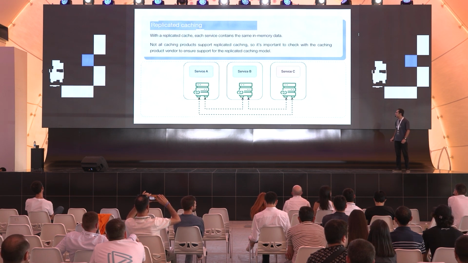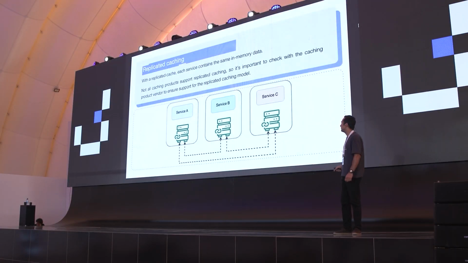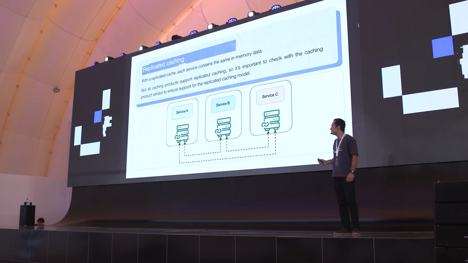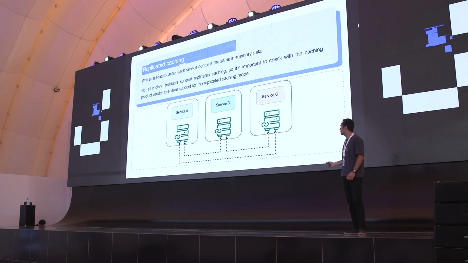And here is the replicated caching again. Here we can see that we have three services that all have their own instances of the cache in their memory, and the cache is distributed together. If something is changed in service A, that change will be distributed to service B and to service C, and the same for the other two services.